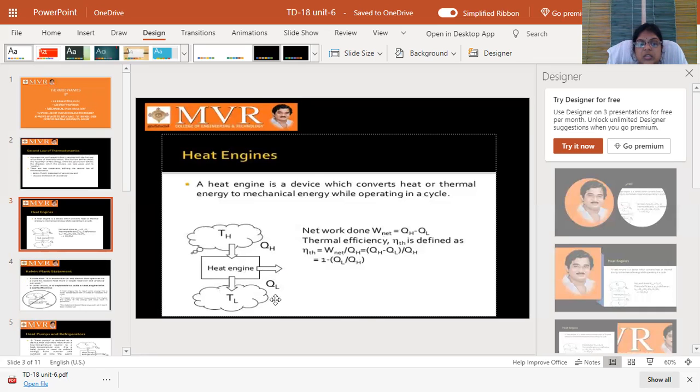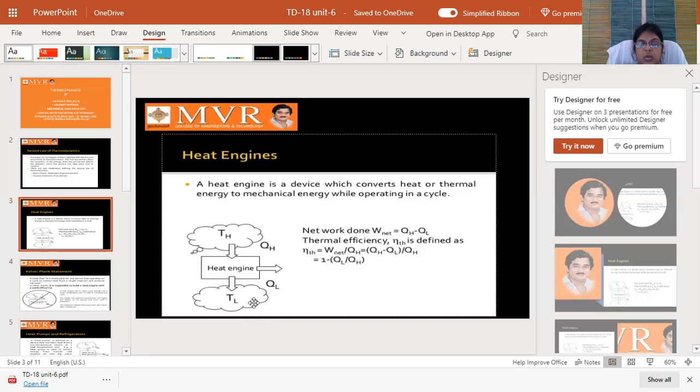The supplied heat we call QH and the rejected heat we call QL. This rejected heat is sent to the sink. So heat is taken from the source and the rejected heat is sent to the sink, which absorbs the heat at lower temperature. This rejected heat is absorbed by the sink, but it also does not change its temperature; it also maintains a constant temperature.